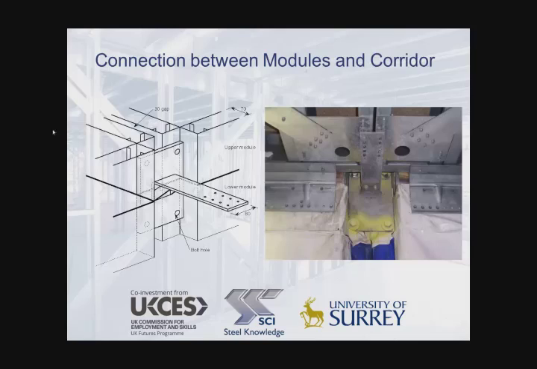And this is an image showing how the corridor cassette may be connected to the module by the use of a plate that is screw fixed to the underside of the horizontal corridors and is then screw fixed or bolted to the vertical elements of the module, as shown here on the left.